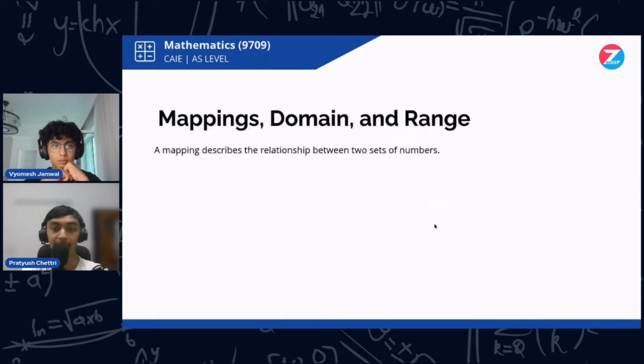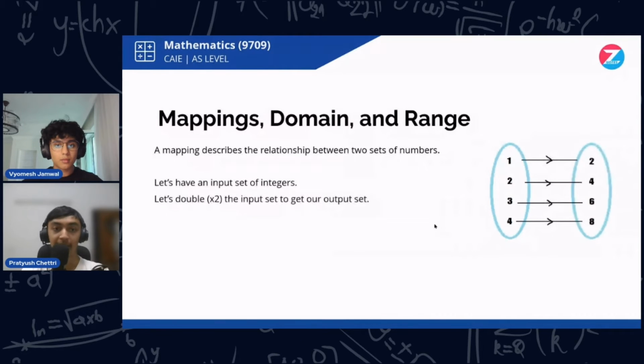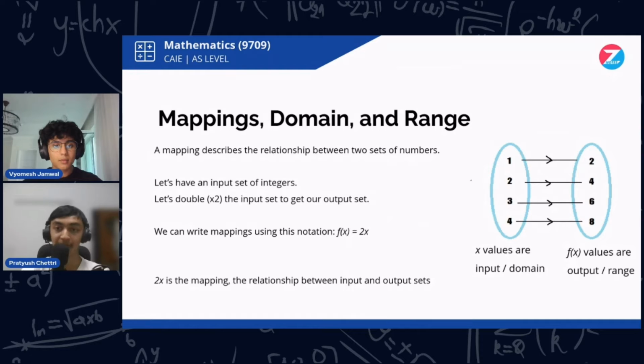First, we're going to look at mappings, domain, and range. A mapping simply describes the relationship between two sets of numbers. What that means is, if we have an input set of integers, which is 1, 2, 3, 4, and then we have an output set, which we get by doubling it, then this effectively is a mapping. We can write the mapping as f of x equals 2x. And this gives us the relationship between the input set and the output set. F of x is 2x. Basically, you take the input set and you double it to get the output set.